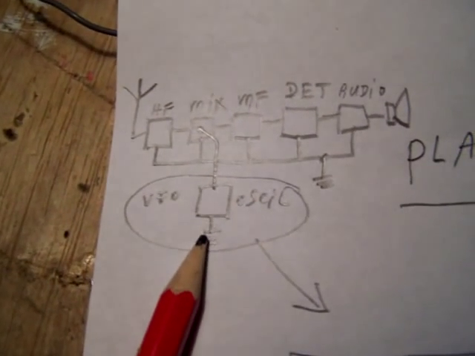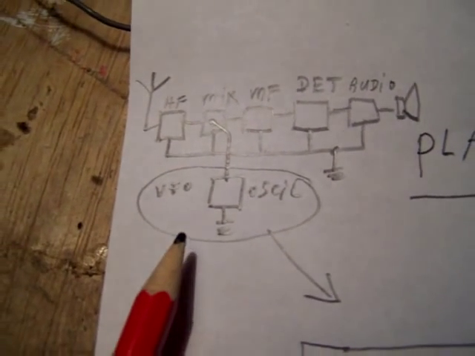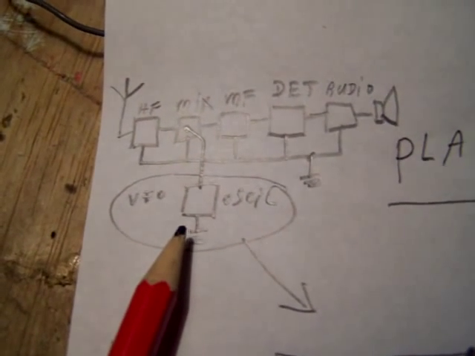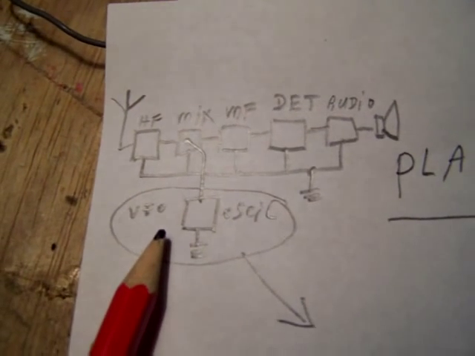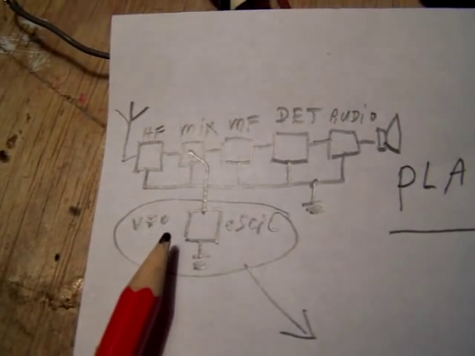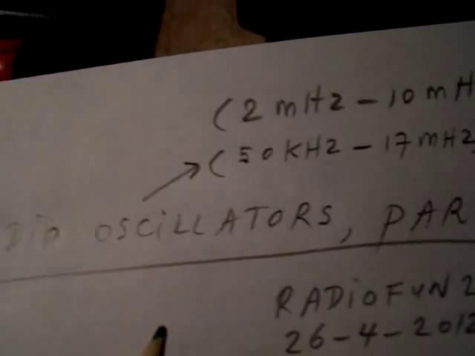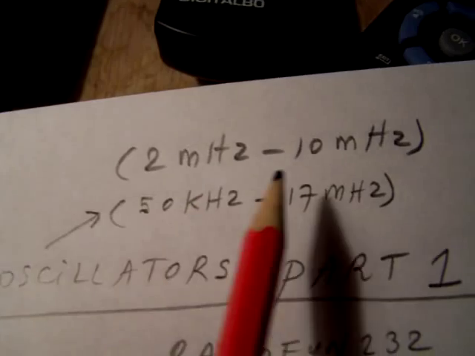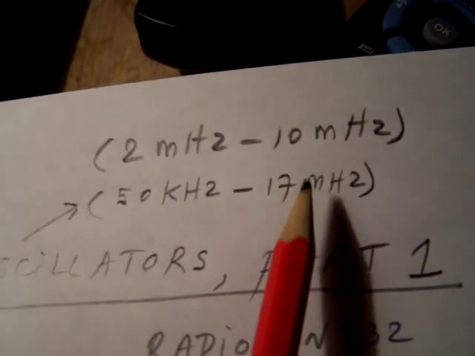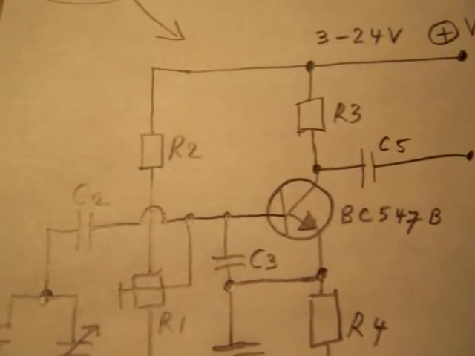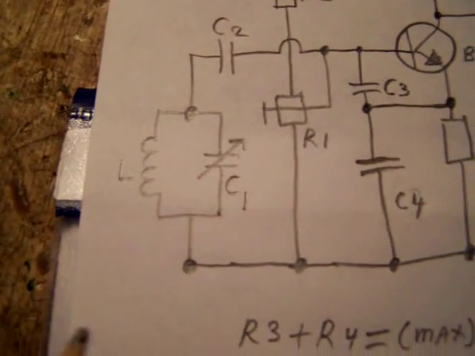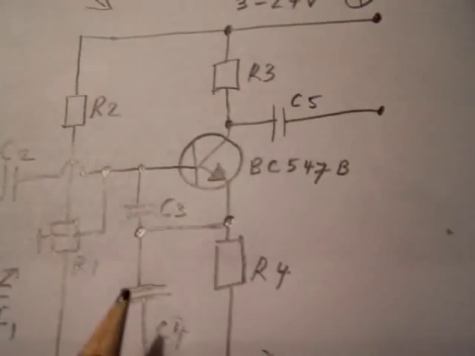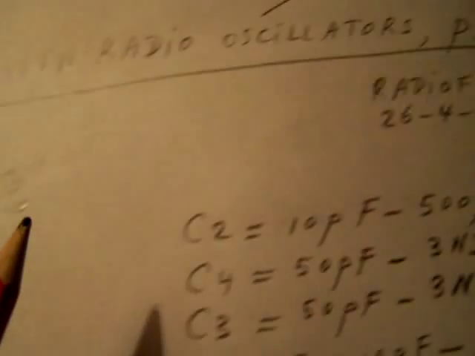And here is the VFO, the variable frequency oscillator, and it has to deliver a frequency in the appreciable shortwave band. For many simple shortwave radios, this is 2 MHz up to 10 MHz, and that's also what this VFO circuit is about. It works very properly between these two frequencies.